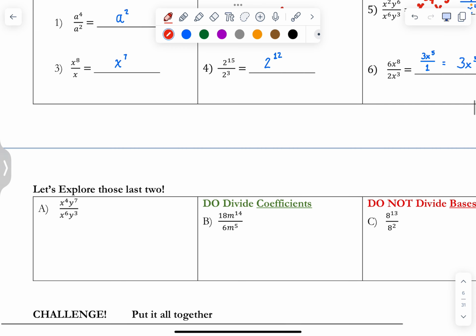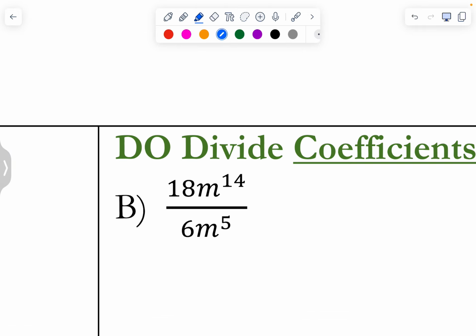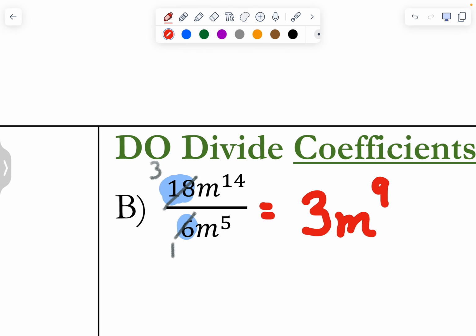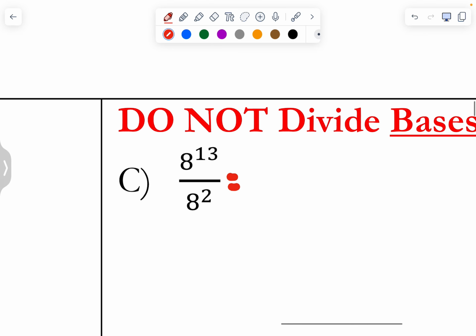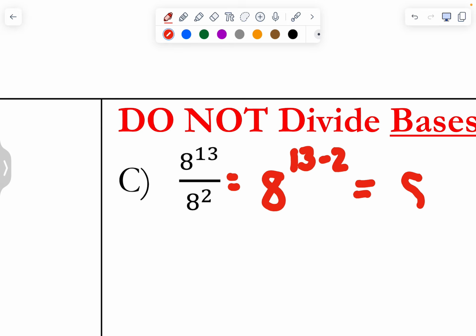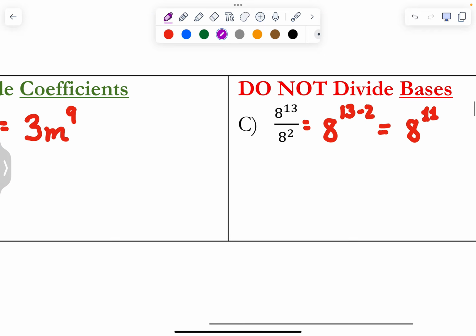All right, now moving on to these things. Again, this will kind of reiterate what we were just talking about. So here, when I look at 18 over 6, you could divide those both by 6, and you would get 3 over 1, and then we would subtract those exponents. 14 minus 5 is 9, so this is 3m to the 9th. And then looking at this last one, again, you're doing 8 to the 13 minus 2 power. You do not cancel out the 8s. This is just 8 to the 11th, which is a fairly large number. We'll leave it there. We're not going to go any further with that one.